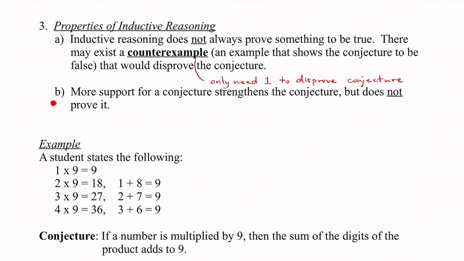And then the second point here about conjectures, it says more support for a conjecture strengthens the conjecture, but it does not prove it. So maybe you did 3 days with the blue shoes and it kept raining, and then you did 5 days, rained on all 5, 6 days, rained on all 6, but gaining more days and it raining does not prove that that is true. It just adds more data, which leads you to think that it's true, but it still might not be true.